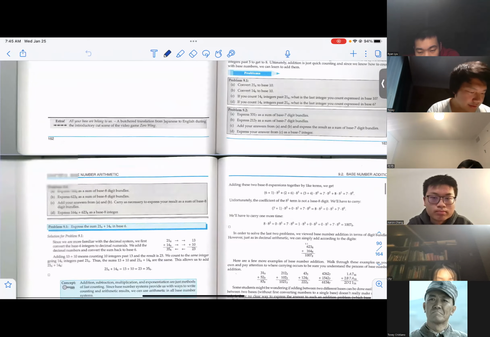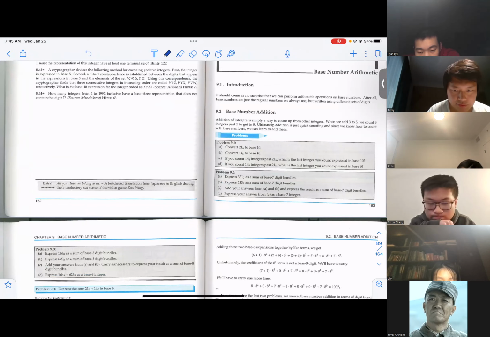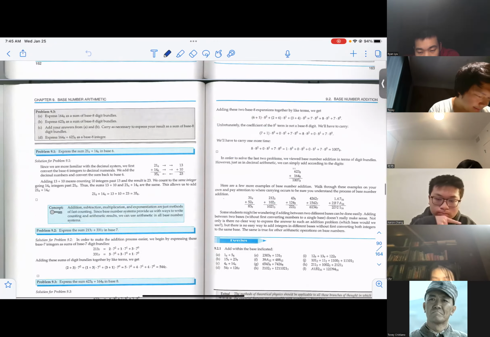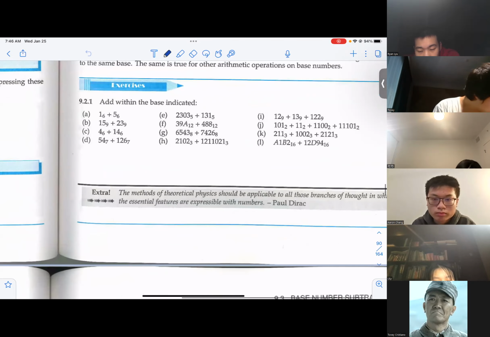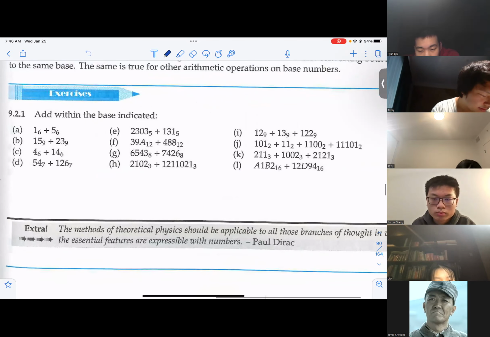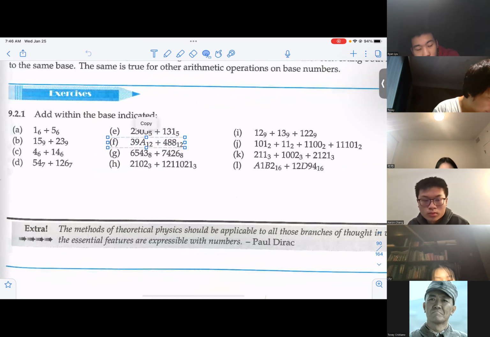So chapter 9 was basically some arithmetic in base number systems, right? Oh, Rika, so you meant these ones, the ones with letters in them. Okay, all right. So let's do a few with letters in them. That's the only feedback I've got. So this one, right? F.